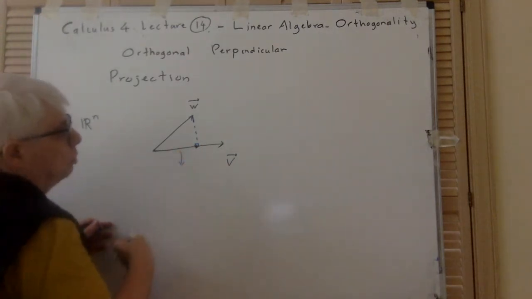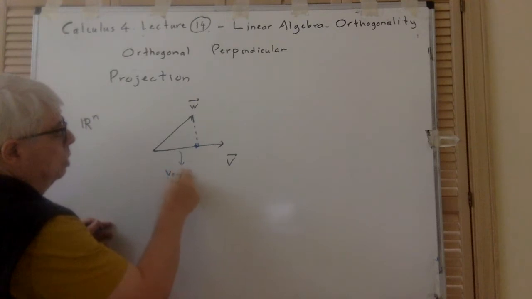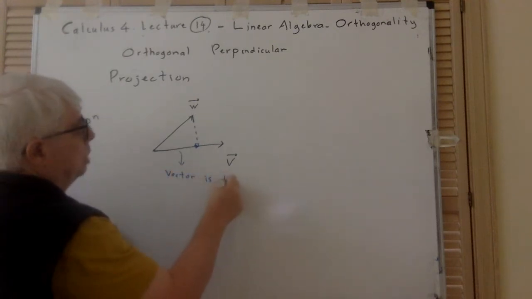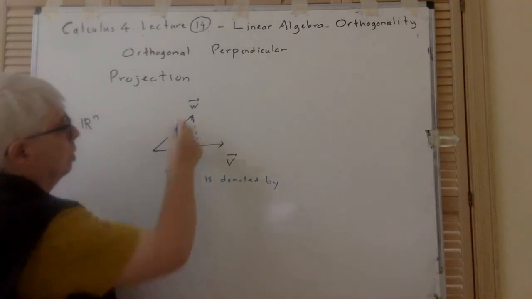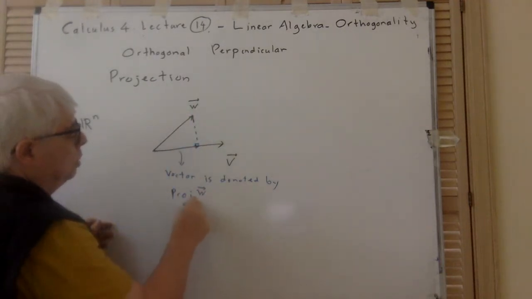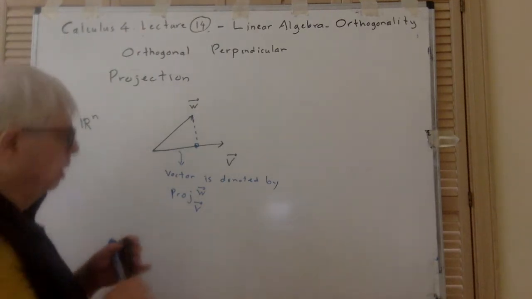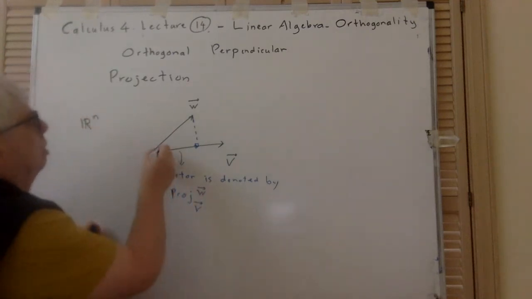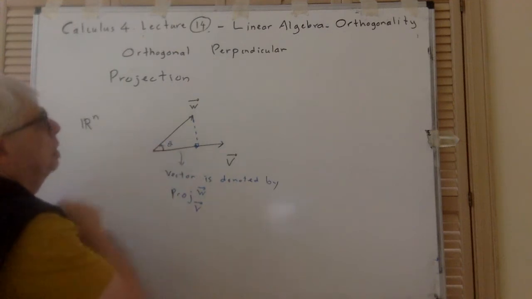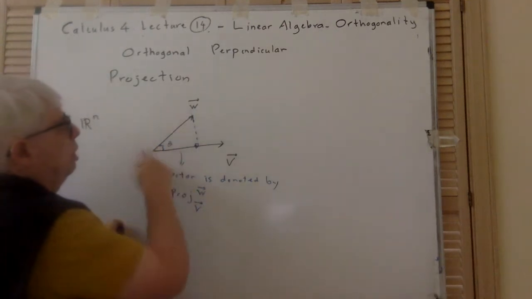This is the magnitude of the projection. And the vector is called the projection. So the vector is denoted by projection of W in the direction of V. Okay? So that's the projection of W in the direction of V. And now let's see what we have here. First of all, the question is, can we find the magnitude of this thing? Well, let's look at this. If this is theta, say, so that's the angle between these two vectors. And we have a triangle here.